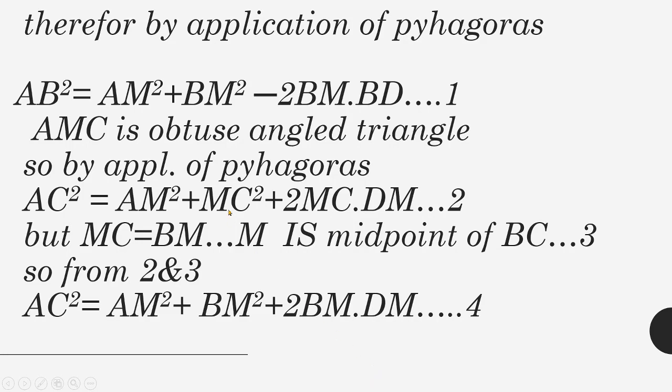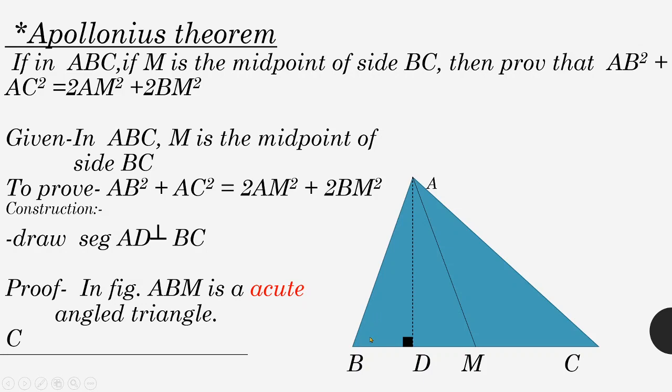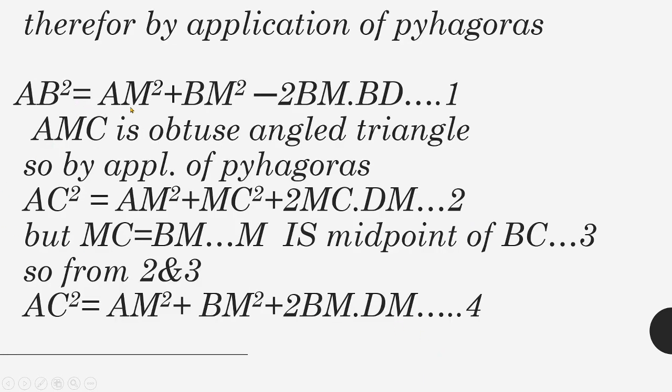So by application of Pythagoras, as we just saw, AB square is equal to AM square plus BM square minus 2BM into BD in an acute angle. See in the figure, B is an acute angle, the side opposite to B is AM. For the relation between this side AM and the remaining two sides AB and BM, I write here AB square is equal to AM square plus BM square minus 2BM into BD.